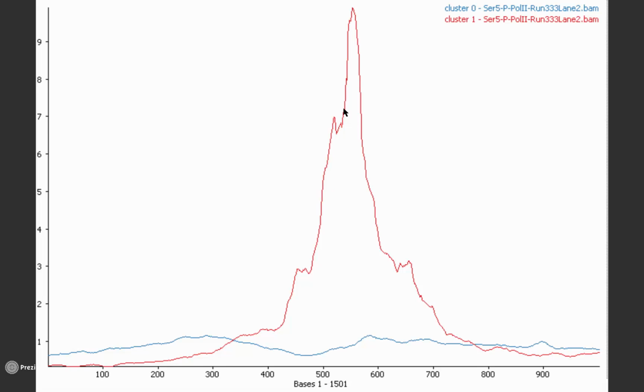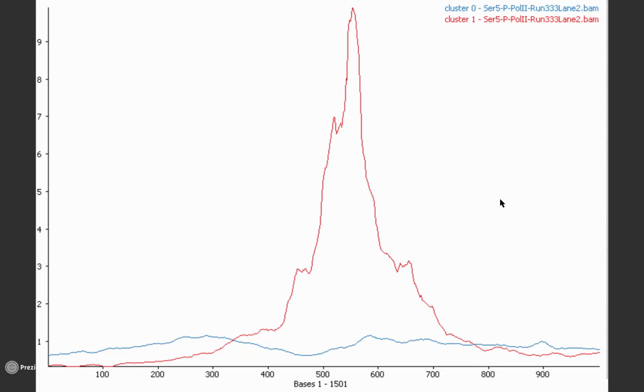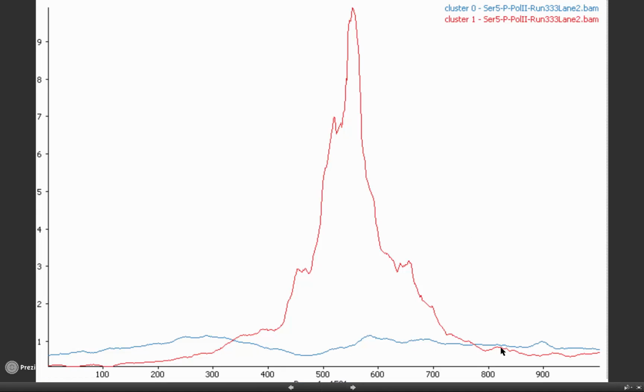We see that in one of these clusters, presumably the polymerase pausing cluster, we have a large peak for serine-5 phosphorylation just slightly downstream of the transcriptional start site. It's exactly what we would expect to see for paused polymerase. For the other cluster, we see kind of a more standard distribution of serine-5 across the transcriptional start site.